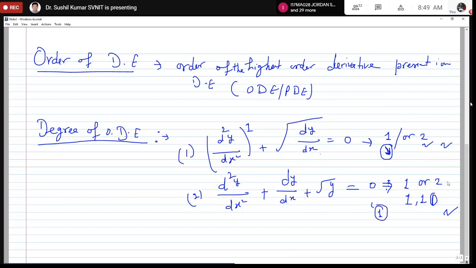Sir, dy by dx is a fractional part in the first equation, no, sir? Power is fractional. Okay, but in the second equation also we have this y as a fractional power. That is not a derivative term. Yes, that is the reason. So the degree of a differential equation is the power of the highest order derivative.